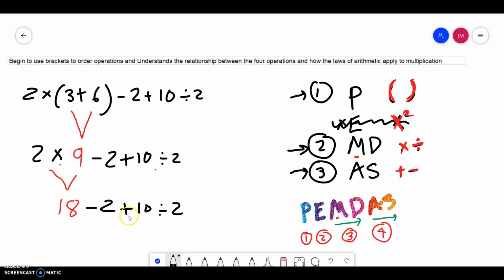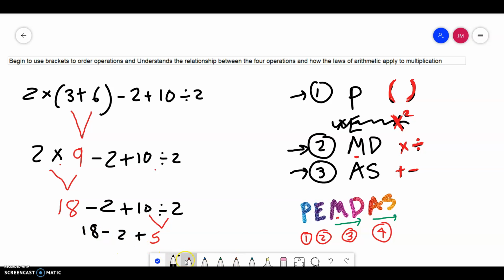Then I can decide what to do next. We have subtraction, addition, and division. What should I do first? According to PEMDAS, I should do division before any addition or subtraction. So we'll do division first. 10 divided by 2 is 5. Make sure you copy everything else down that you did not use.